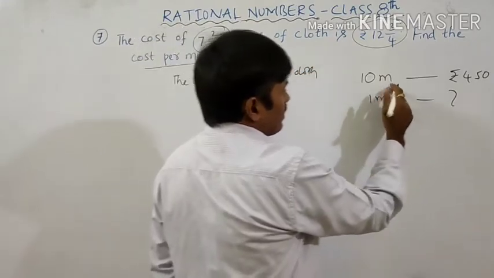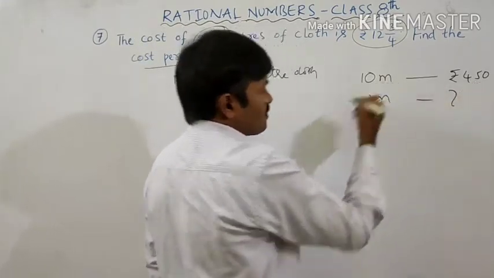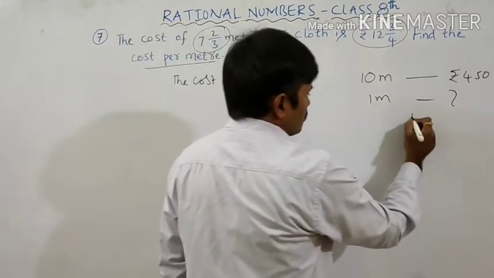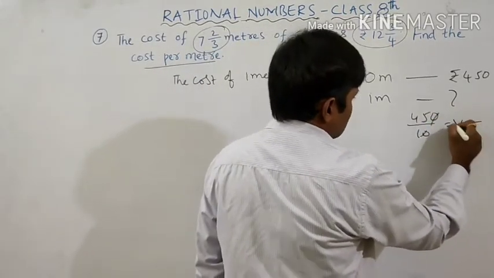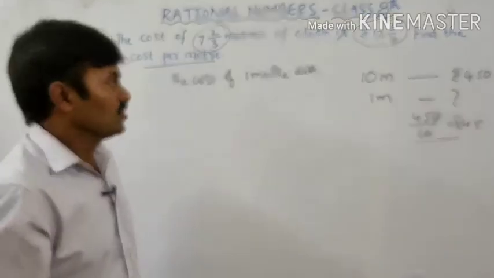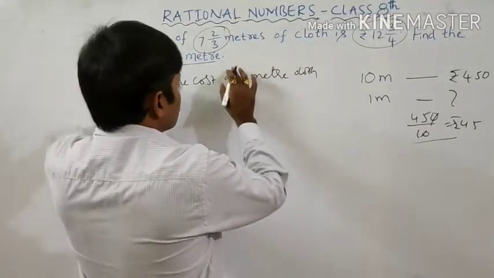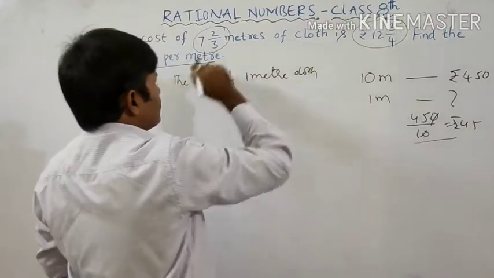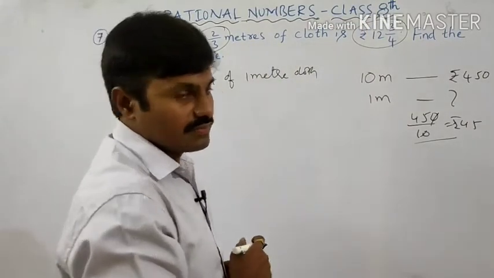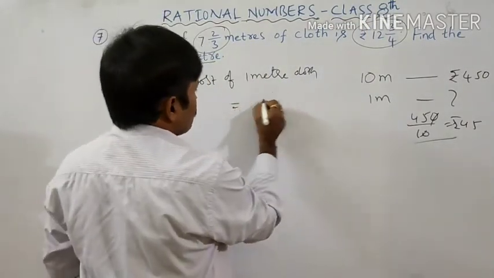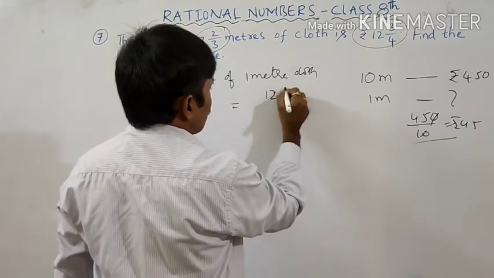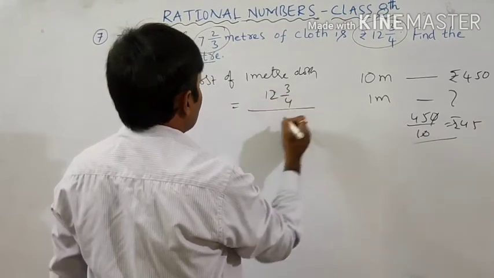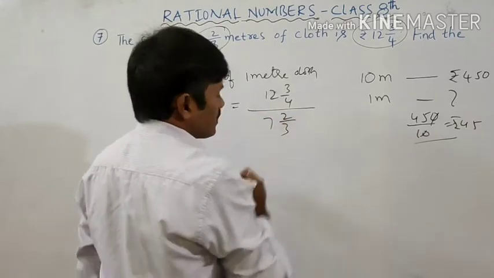So what did I do here? I did 450 rupees by 10 meters, and we get 45 rupees. Similarly here, we have to divide the whole cost by 7 2/3 meters. So we get 12 3/4 rupees divided by 7 2/3 meters.